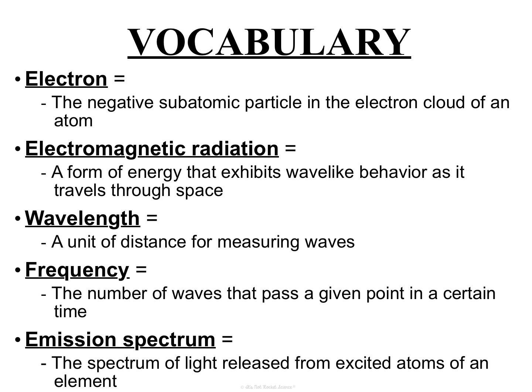Frequency is the number of waves that pass a point in a certain time. The emission spectrum is the spectrum of light released from excited atoms of an element. That's like what we saw in the flame test lab. We saw the different colors. That was the emission spectrum of those particular atoms.